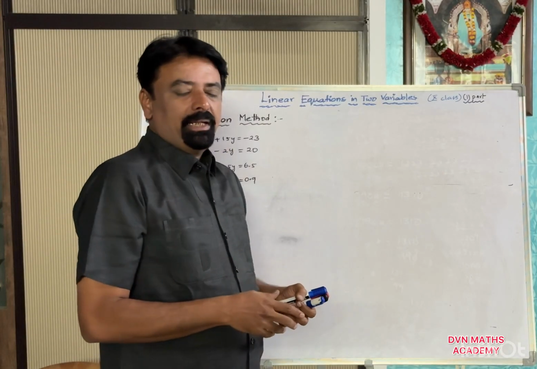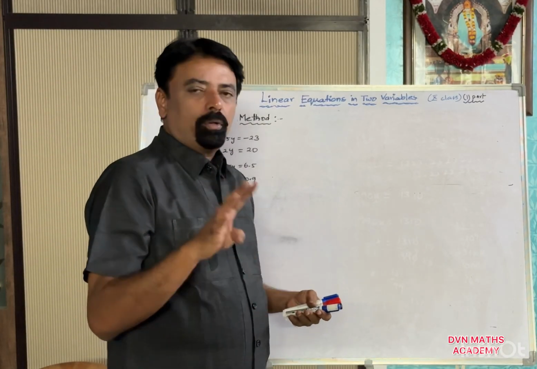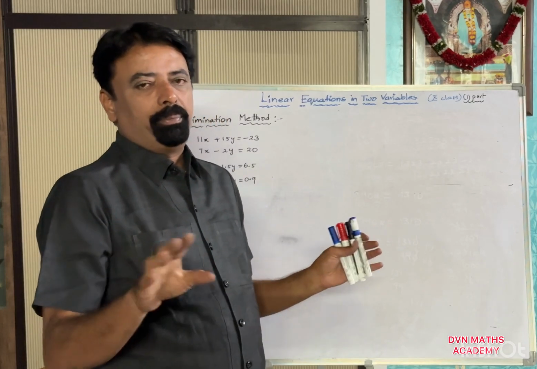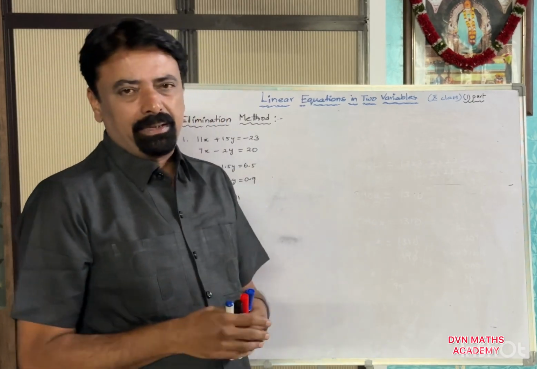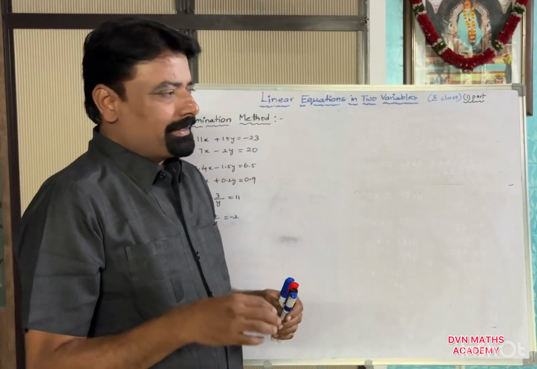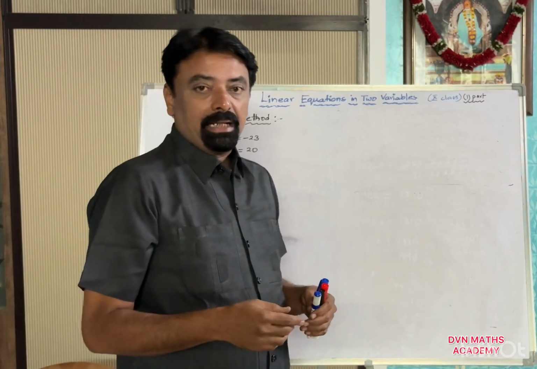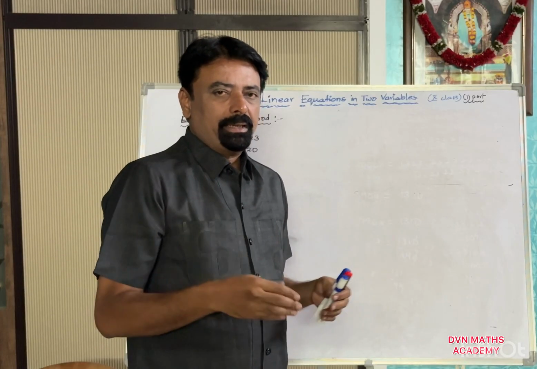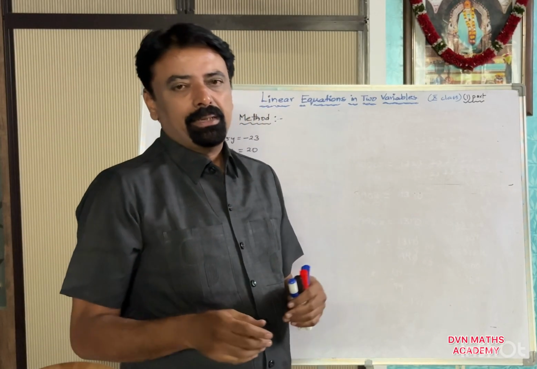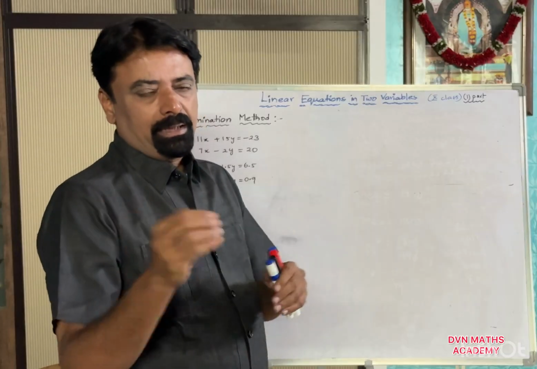In pair of linear equations, there are four methods to solve a pair of linear equations. The first method is the elimination method. The second method is the substitution method. The third method is the graphical method. And the fourth method is the cross multiplication method. So there are four methods for 10th class students.